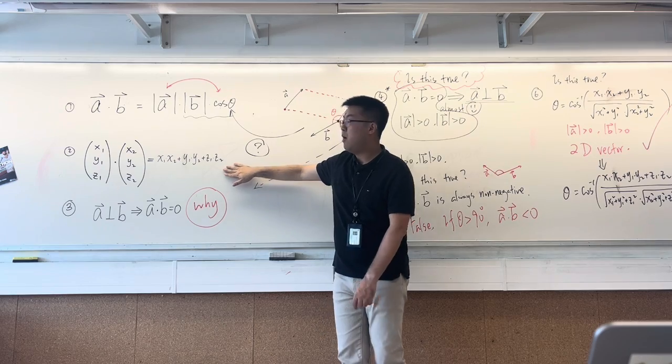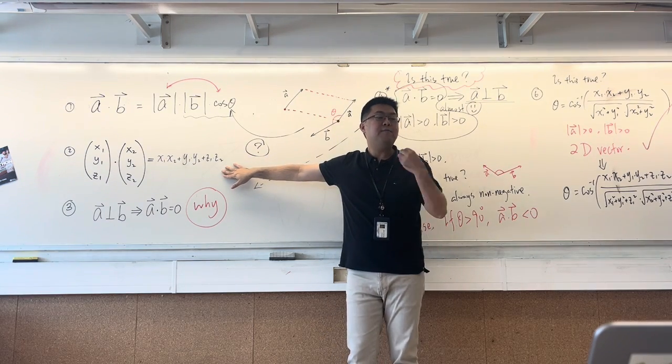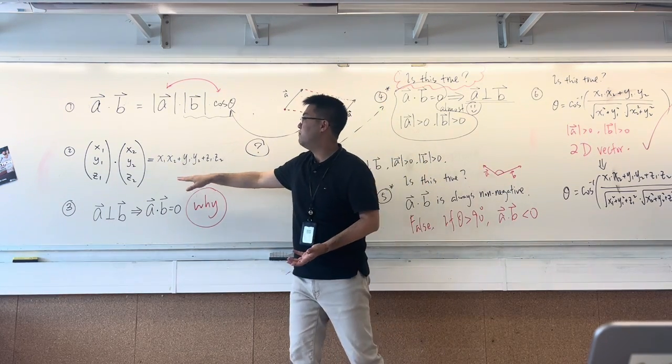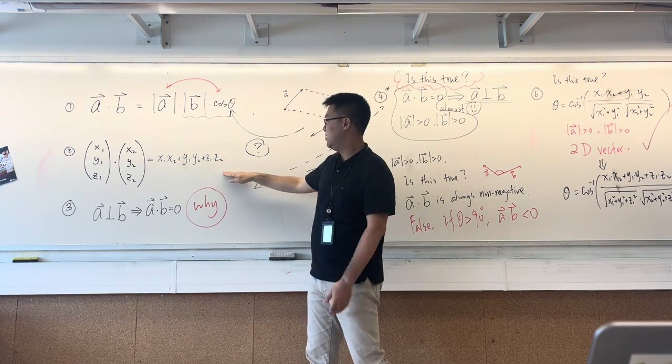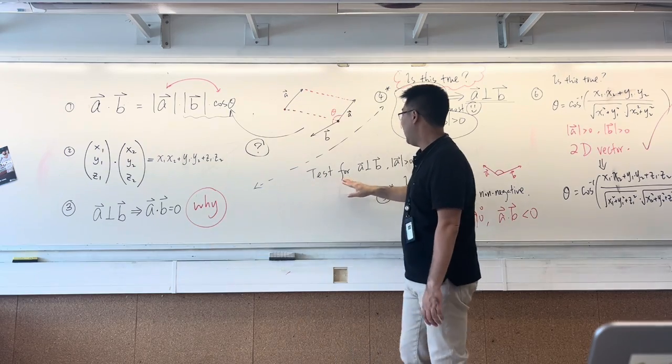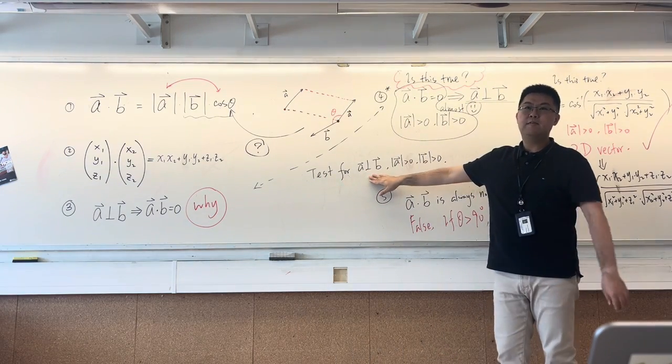And then we talked about how exactly we can get the value of the dot product from the value of different components. It could be 2D or 3D in this case. And then we talked about the test for perpendicular vectors.